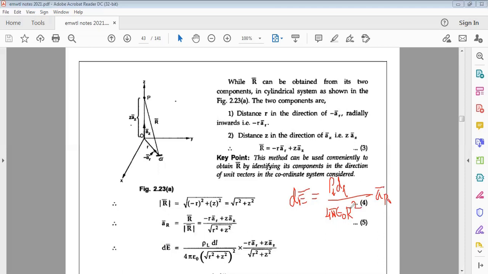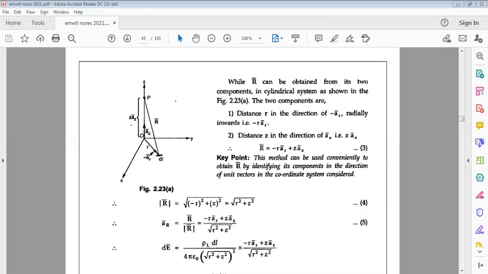What is the R bar? R bar is equal to minus R aR bar plus Z aZ bar. Don't substitute this one. This is only the R function in vector form. You have to substitute the magnitude of R bar, under root of R square plus Z square, whole squared. And aR bar we got as this total function, and substitute here.